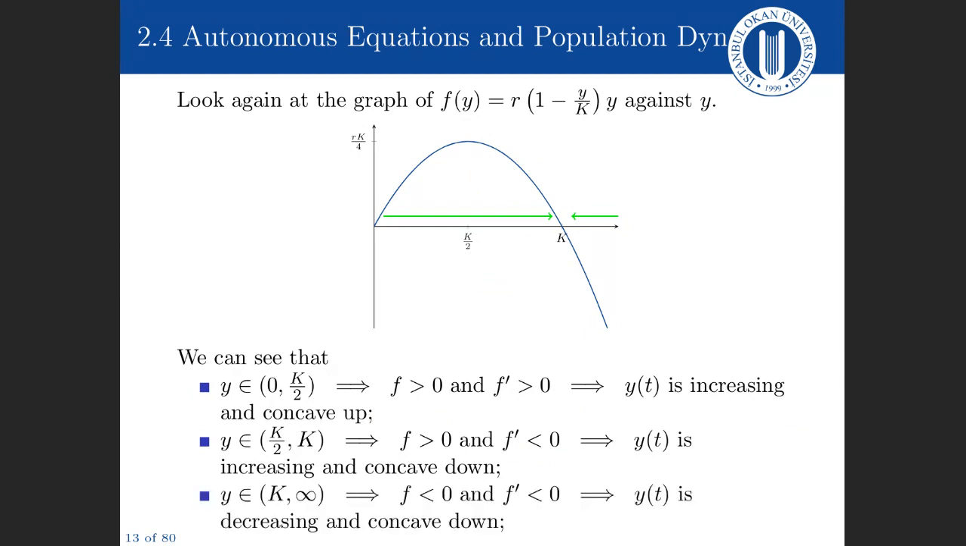And then finally, between k and infinity, the graph of f is negative, it's underneath the y-axis, and it's not just negative, it's also decreasing. f is negative and f prime is negative. We saw that if both of these are negative, then we have concave up. Another mistake here. Decreasing and concave up means the solution curves like this.